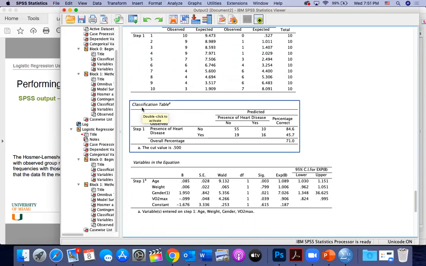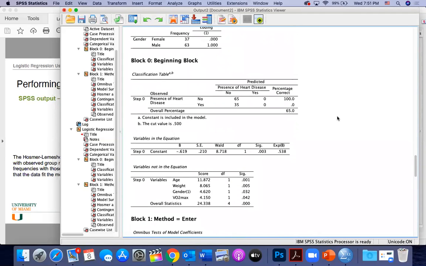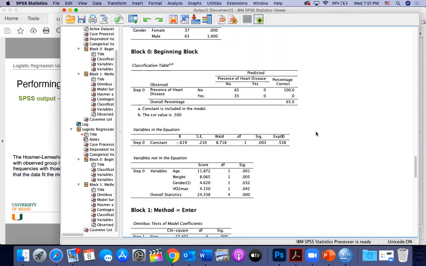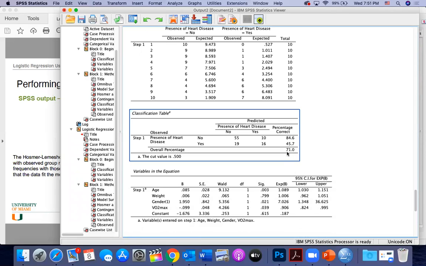This table has a lot of information in it. The first piece of information is the accuracy in classification. If you go back to part 2, you can see that the overall percentage of correct classification, or the accuracy, was 65% without including any independent variable. When we added our independent variables, this improved to 71%.